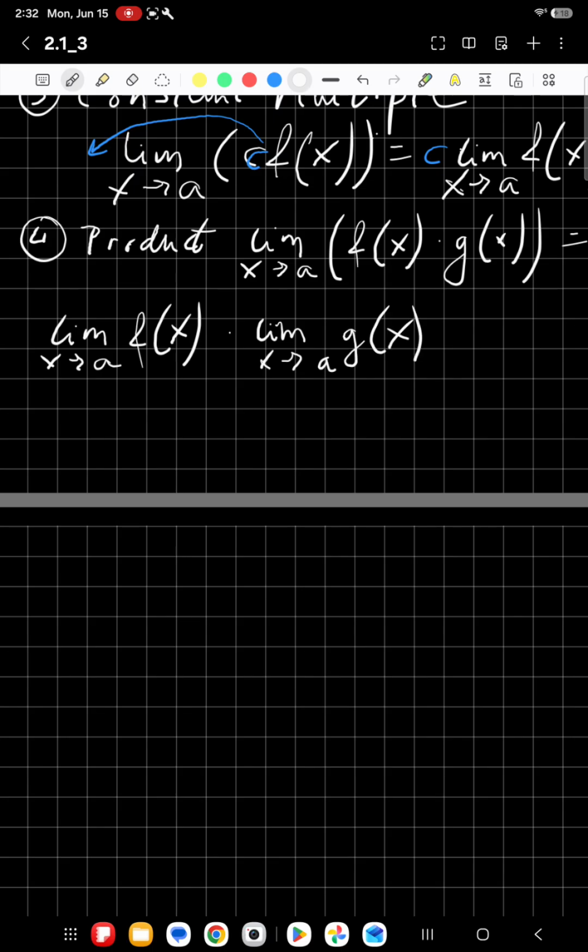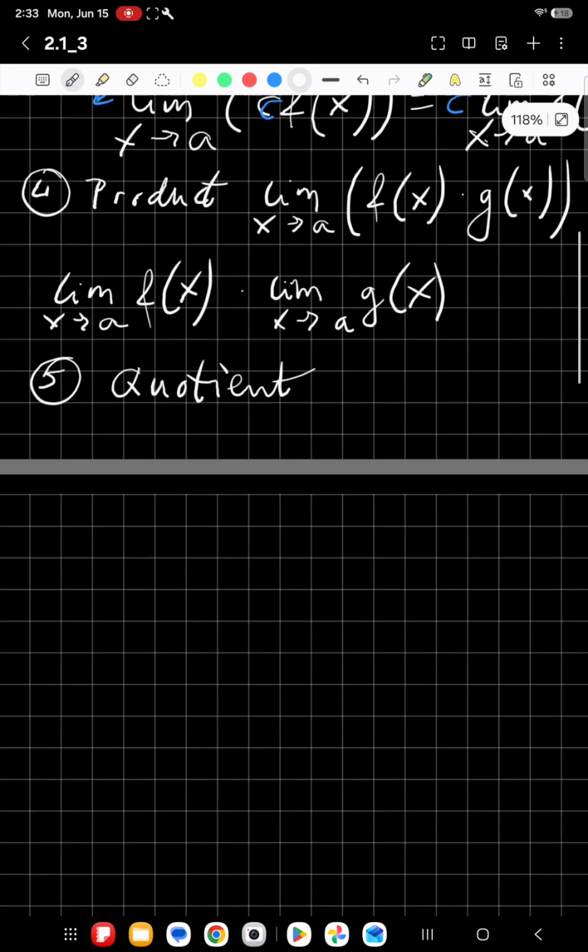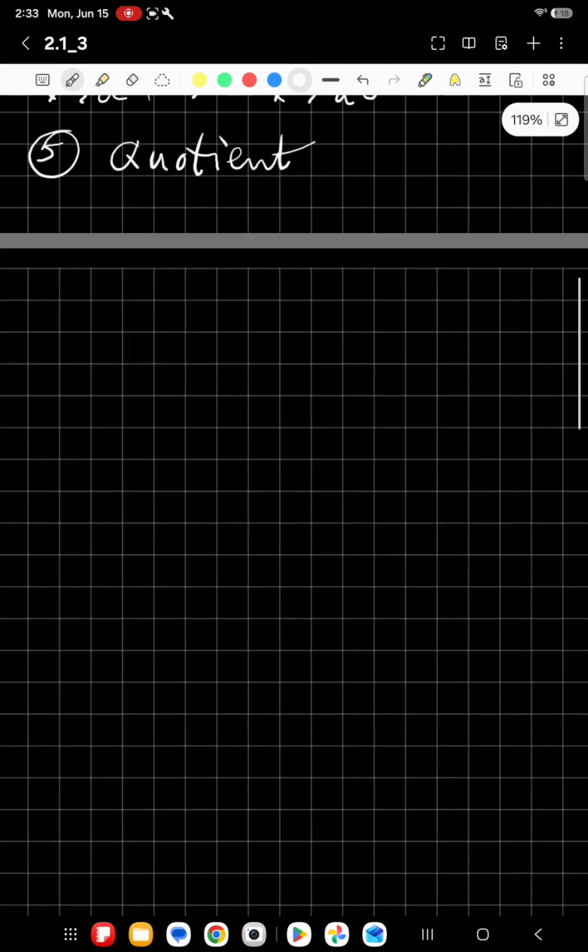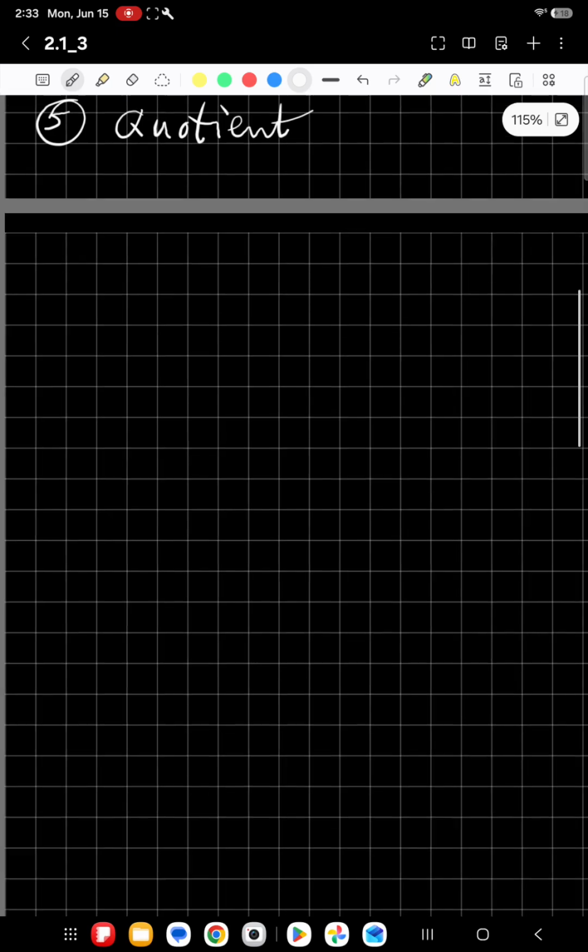We have the quotient, so property number 5 works the same way. If I have a quotient of two functions under the limit, we can calculate those limits separately. This one is pretty interesting, but on one hand, on the other hand, it's not. It's pretty obvious. It's pretty intuitive as well.